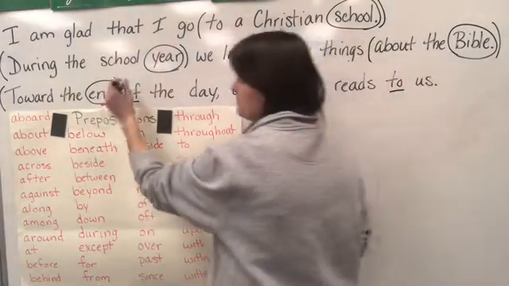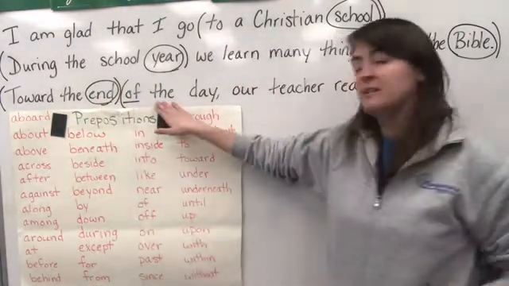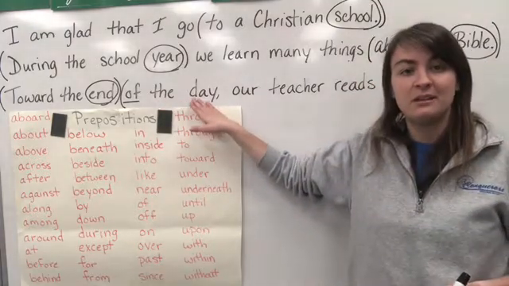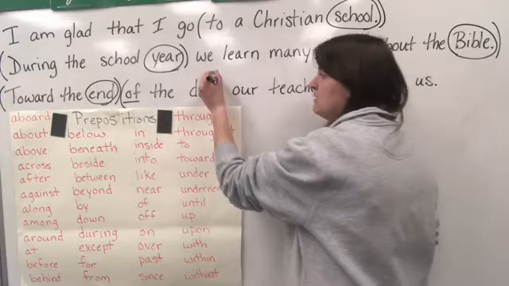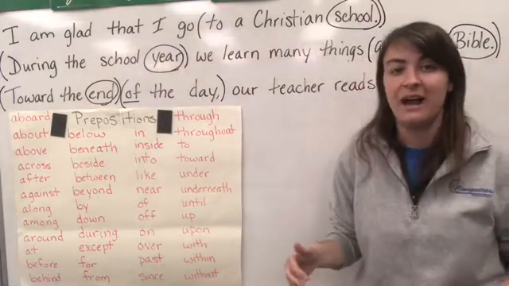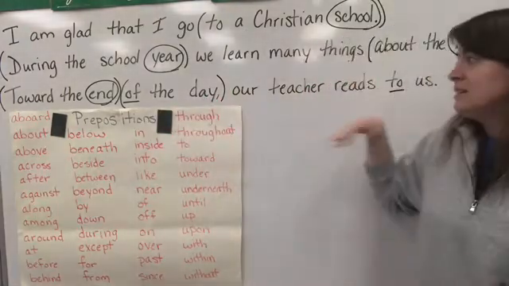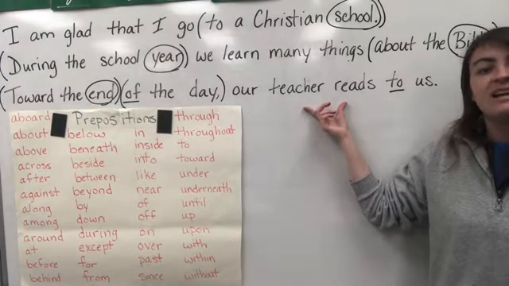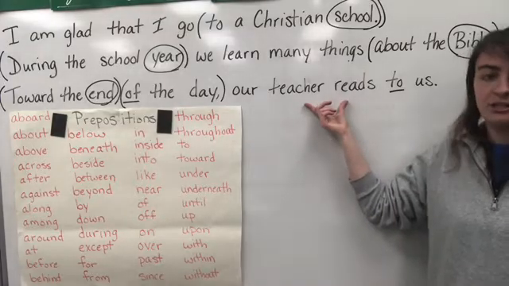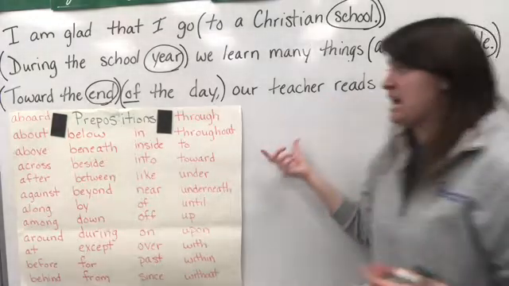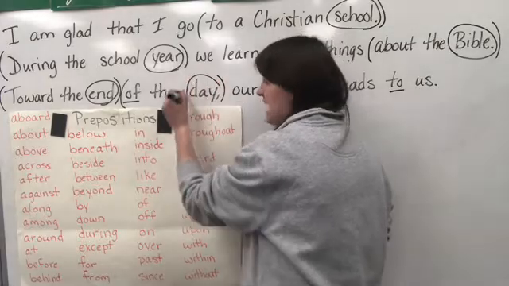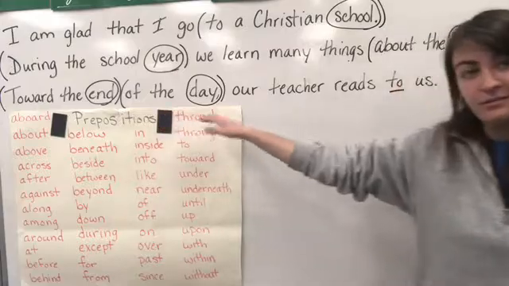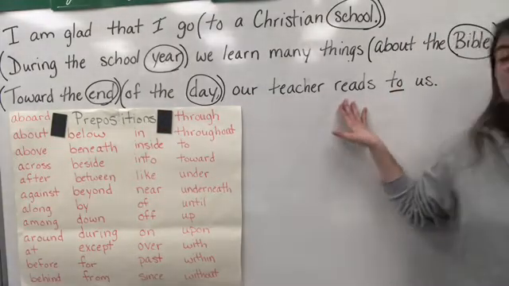Now of. Let's see if of is making a prepositional phrase. So I'm going to start my prepositional phrase here. Is the a noun or pronoun? Nope. Is day a noun or pronoun? Yes. So let's see if this is where a prepositional phrase ends. Of the day. Does of the day relate to something about our teacher reads? That's right, it does. It tells when our teacher reads. It's toward the end of the day. So I would circle day as my object of the preposition of. Of is relating the day to when our teacher reads.